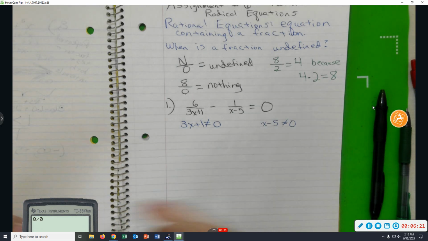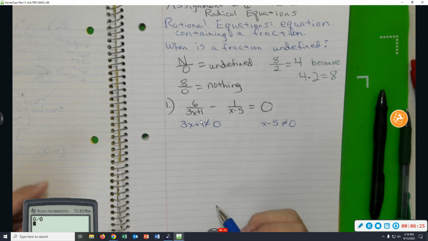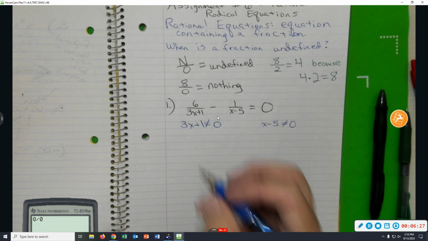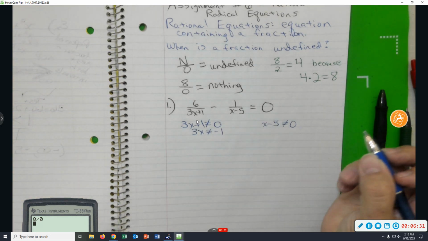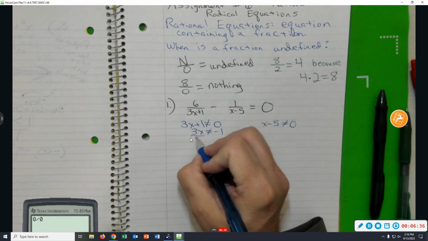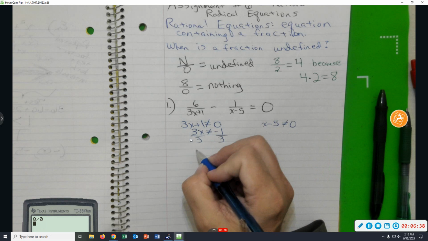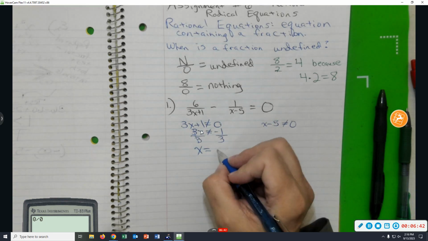Now let's isolate x. What am I going to do first here to get x by itself? Subtract the 1 to get that 3x cannot equal negative 1, and then divide by 3. So the first number that cannot possibly be a solution is negative 1/3.